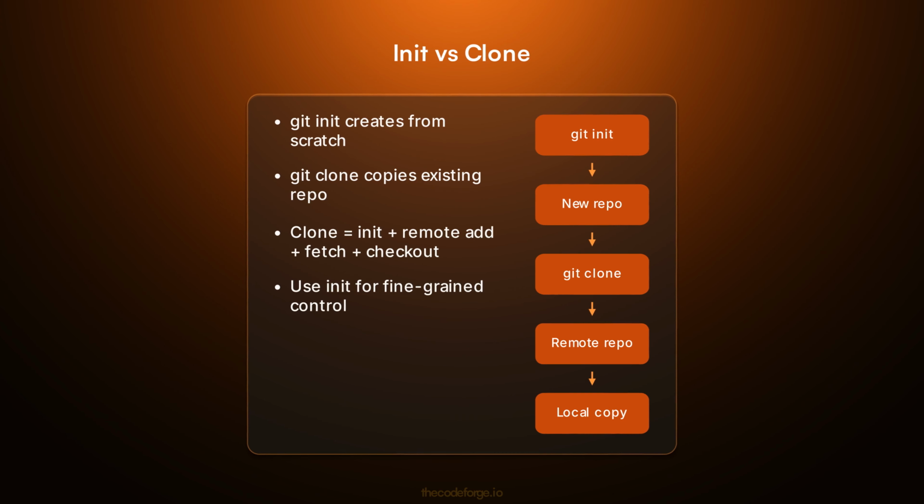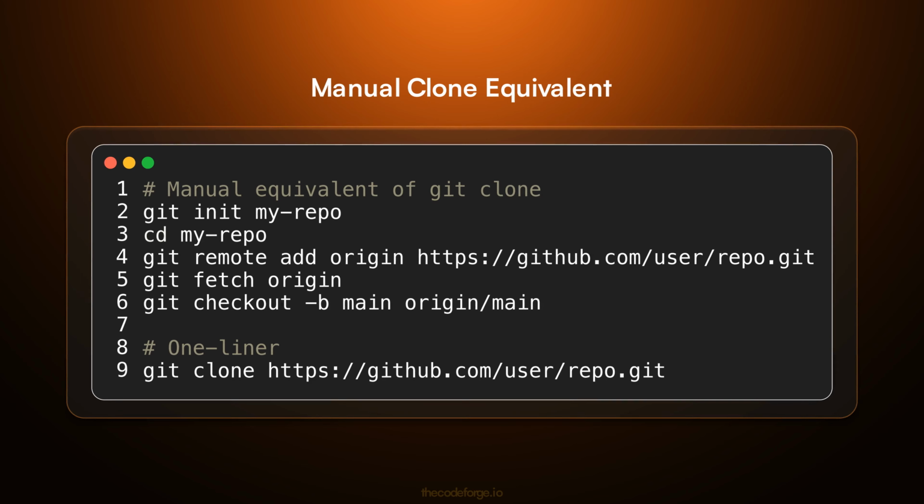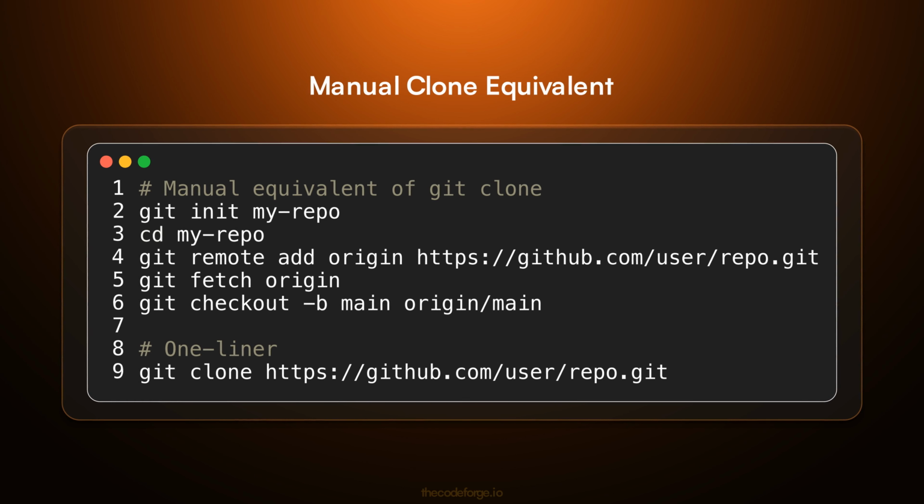git init creates a new repo from scratch. git clone copies an existing one. Internally, clone is just init plus remote setup and fetch. Here's what git clone does under the hood. You can do it manually if you need more control.